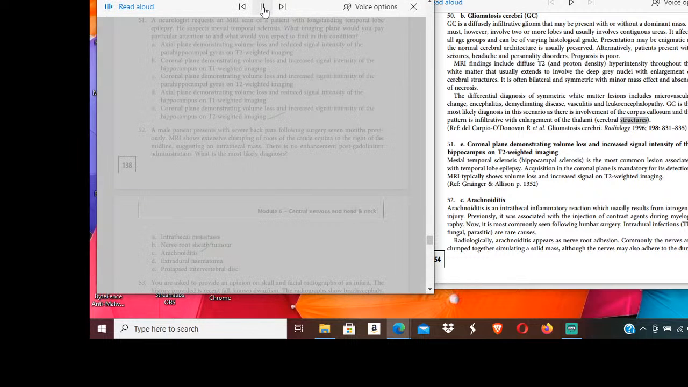51. A neurologist requests an MRI scan of a patient with long-standing temporal lobe epilepsy. He suspects mesial temporal sclerosis. What imaging plane would you pay particular attention to, and what would you expect to find in this condition?